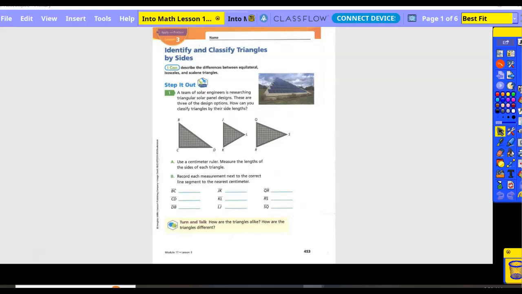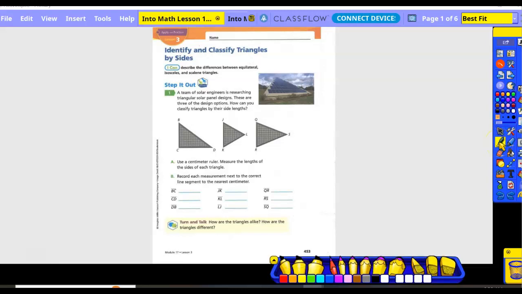Step it out. Number 1, a team of solar engineers is researching triangular solar panel designs. These are 3 of the design options. How can you classify triangles? By their side lengths. Okay, so we would get a centimeter ruler and measure the lengths of the sides of each triangle. Okay, so they want us to measure segment BC first, and so you're going to put your 0 on your ruler right here at B, and then figure out how long it goes from B to C. Can anybody tell me what that is?